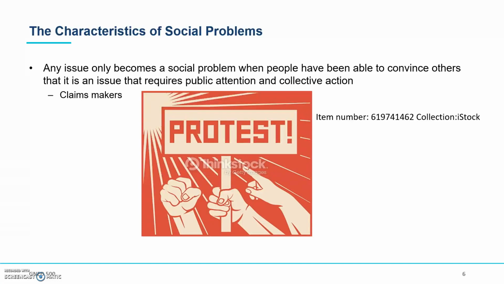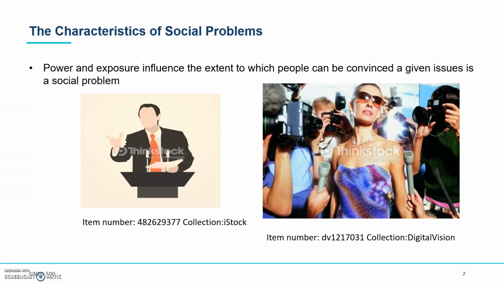This brings us to the next point. People with power and exposure are often more successful at bringing issues to public attention. What this means is that some people, groups, and organizations can more successfully bring any issue to the public's attention. Those who are more often in the public eye have a larger platform from which to inform us about the extent or nature of a given problem.